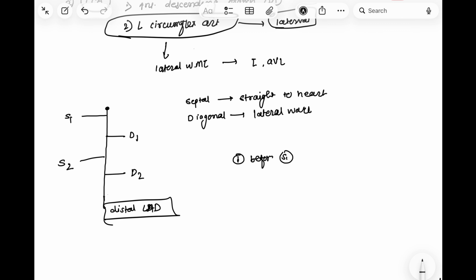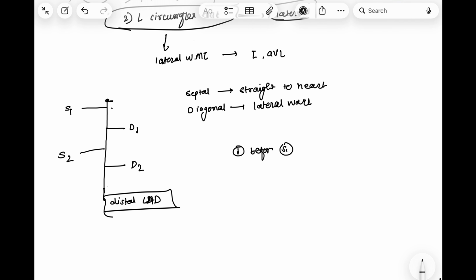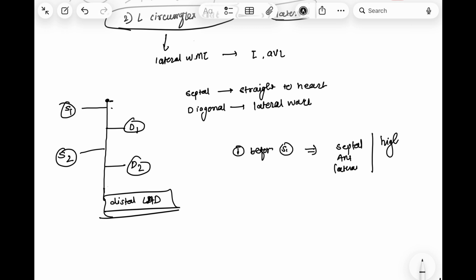Suppose there is an occlusion at this point, then what will happen? There will be compromise of S1, D1, S2, D2 and the distal LAD. All of these branches will get compromised, so everything will be compromised. It will involve the septal, anterior and lateral walls. So this is called high LAD occlusion.